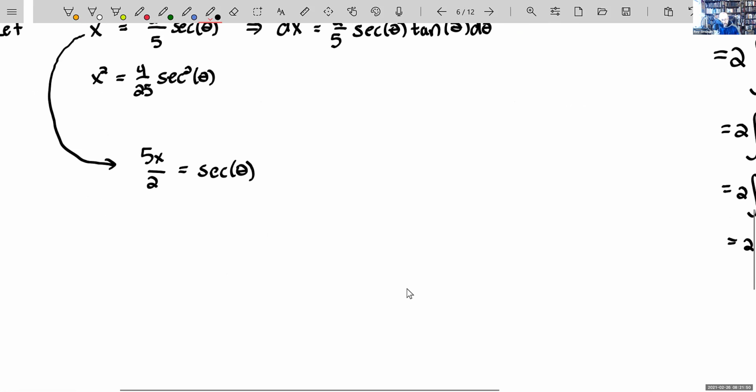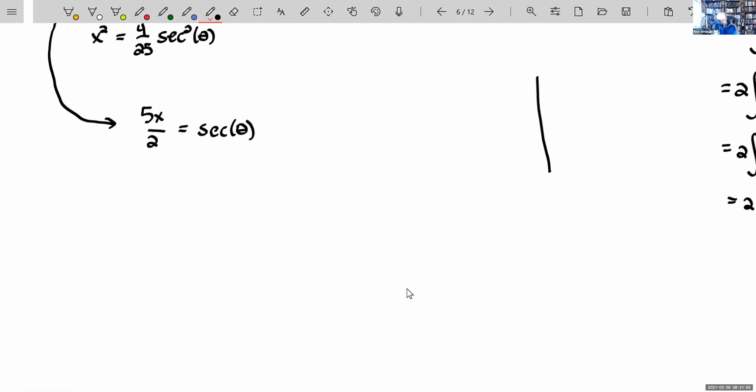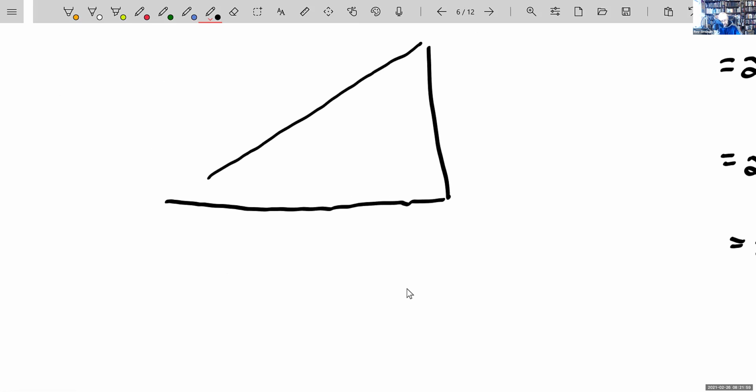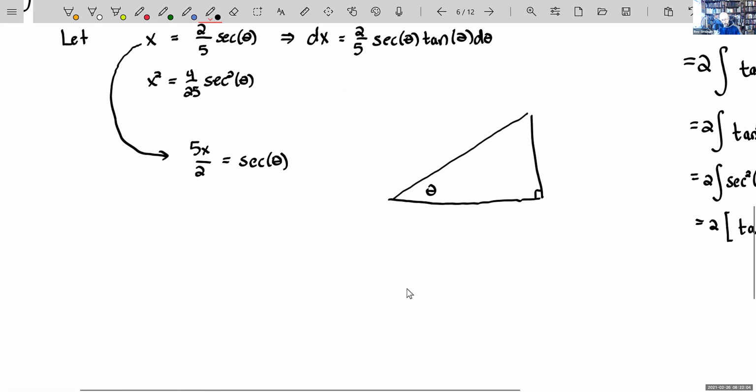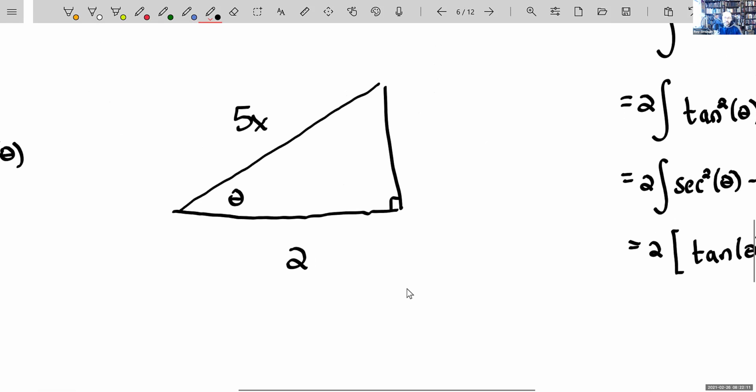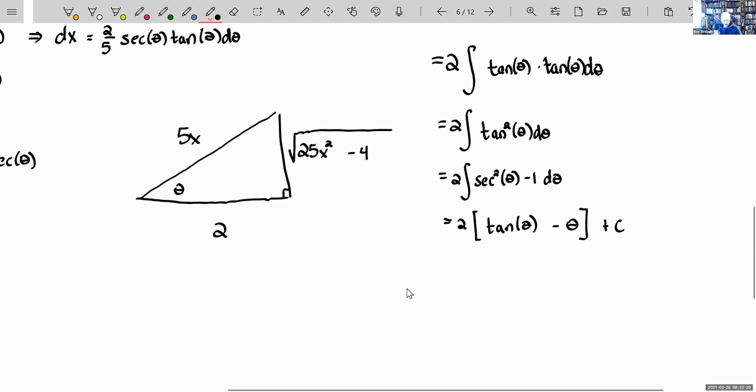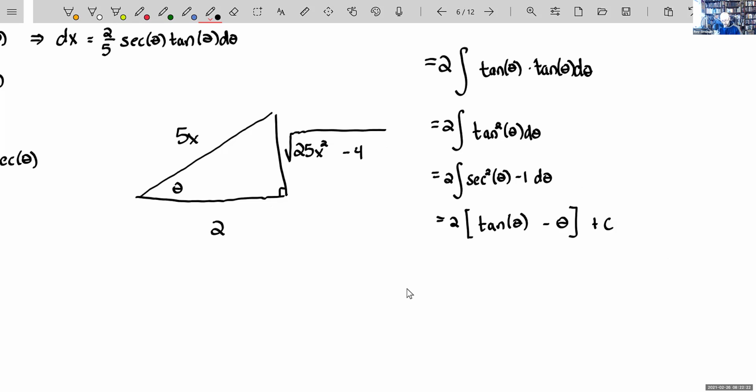And if you want to draw that in terms of the cosine, you can. I'm actually not going to now. I'm just going to go ahead and draw a triangle. And it's supposed to be a right triangle. Sorry that it's not beautiful here. Secant is hypotenuse over adjacent. So now using the Pythagorean theorem, I can go ahead and say this is square root of 25x squared minus 4. And now I can figure out what the tangent of theta is.